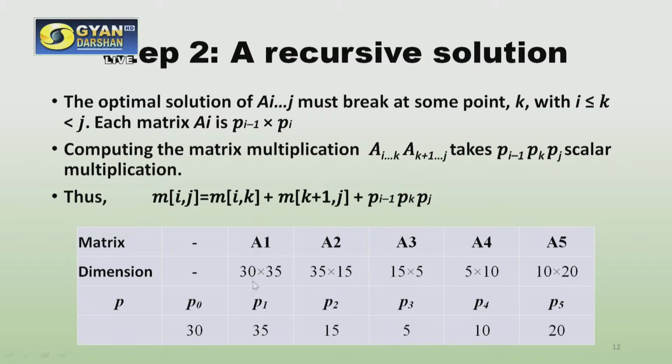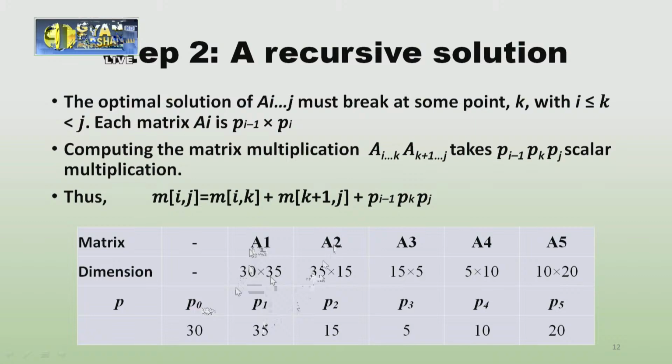P is basically representing one of the dimensions of the matrix. Obviously we are going to multiply these matrices. So P0 is the lower bound, or the lower dimension, that is 30. Okay, P0. And what is P1? 35. Now in this particular case, this is the lower one, right?